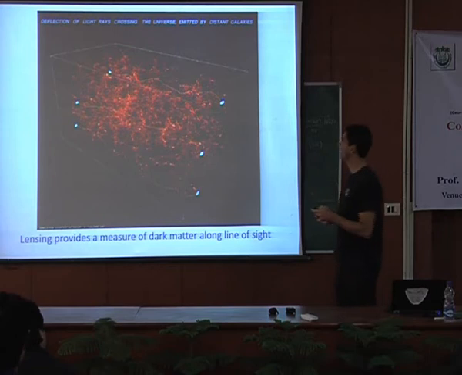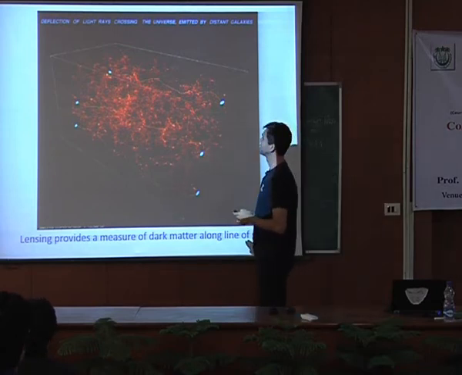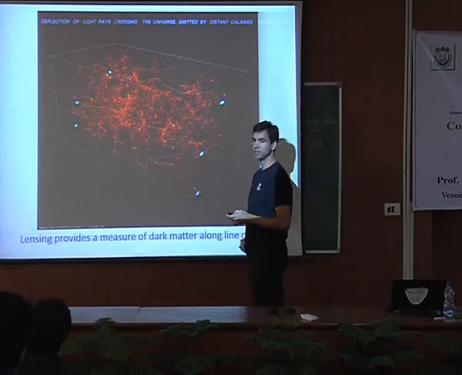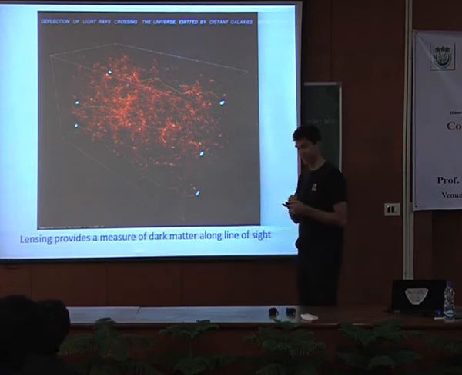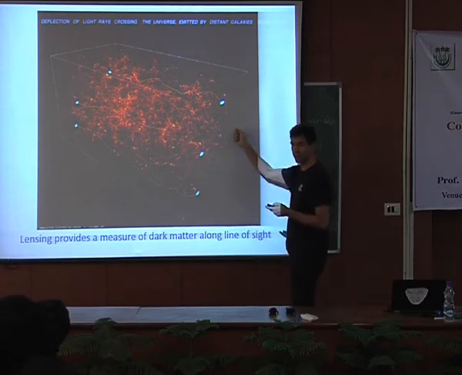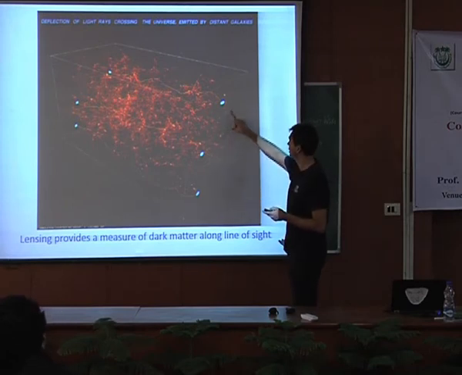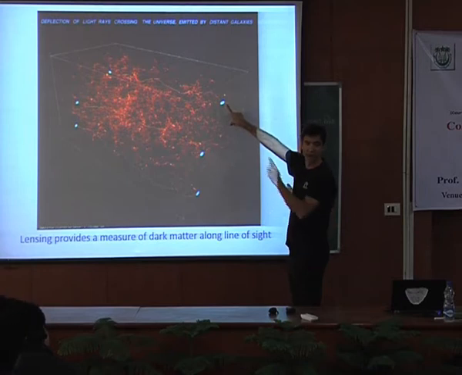But currently, at least, it's tough to do it just with the shapes. So currently what happens is you sit on a galaxy here in the foreground, and you measure the bending or the warping of a background galaxy, the image that is distorted.